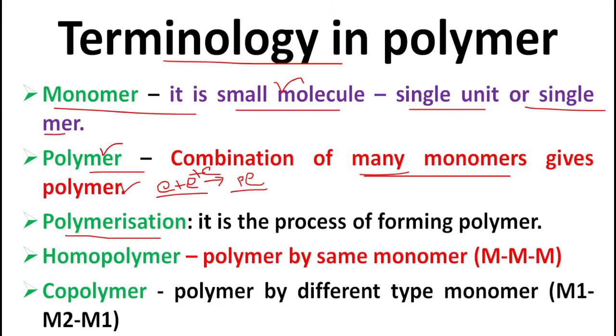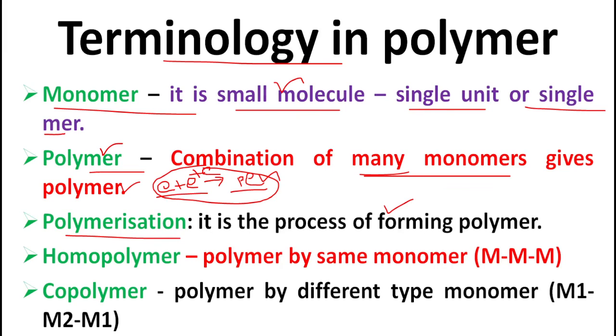Next is polymerization. In this process, monomers are converted into a polymer. This process is called polymerization. For example, ethylene is converted into polyethylene.